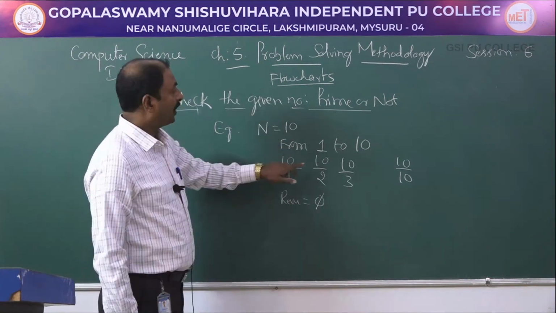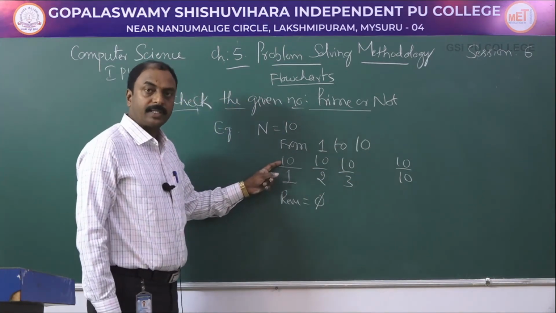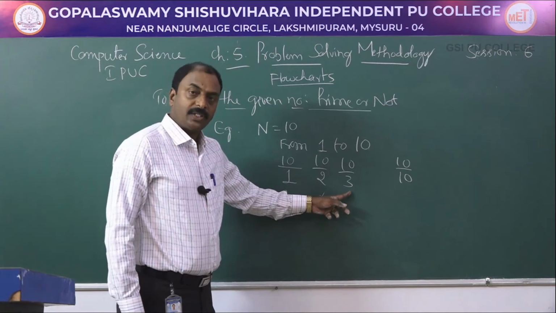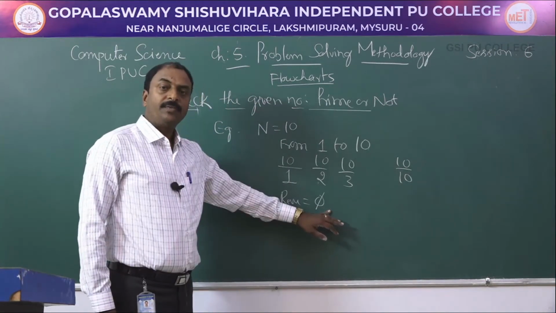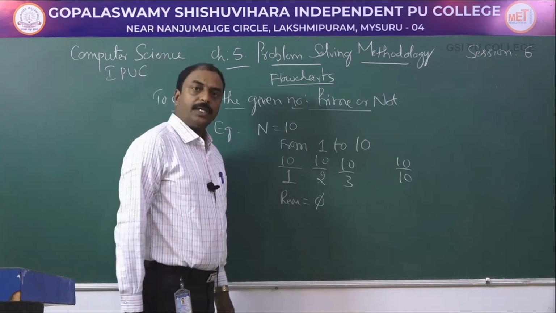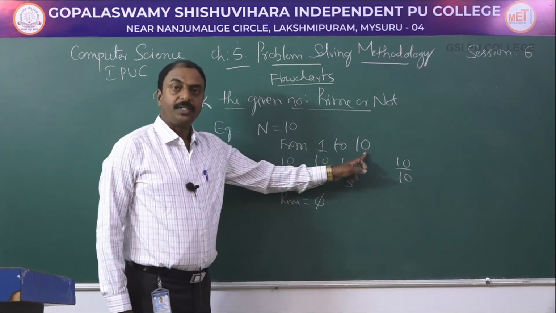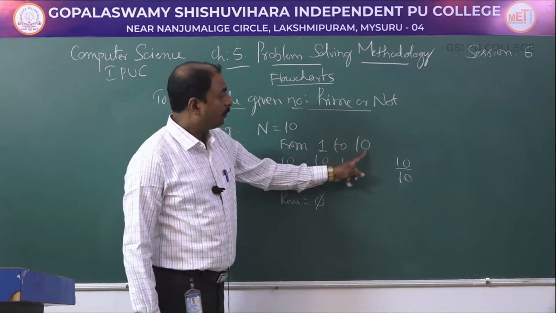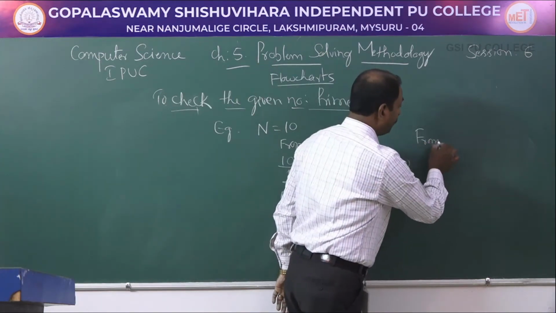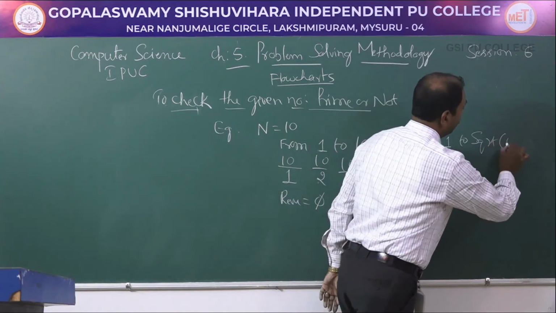Students, I repeat once again. From 1 up to the given number, we keep dividing the given number. In this example 10, if in any of the divisions we get remainder 0, meaning the number has a factor, then the given number is not a prime number. Instead of dividing from 1 to the given number, it is sufficient to divide from 1 up to the square root of the given number n.